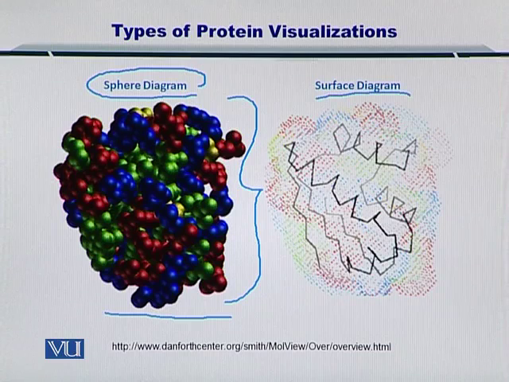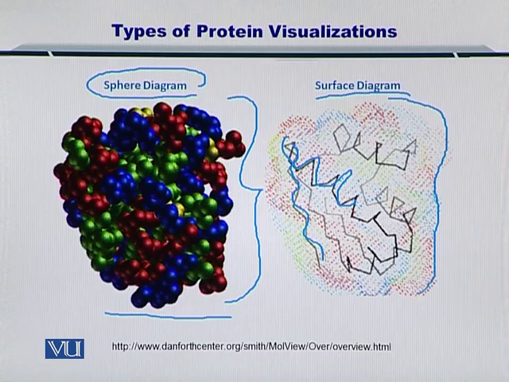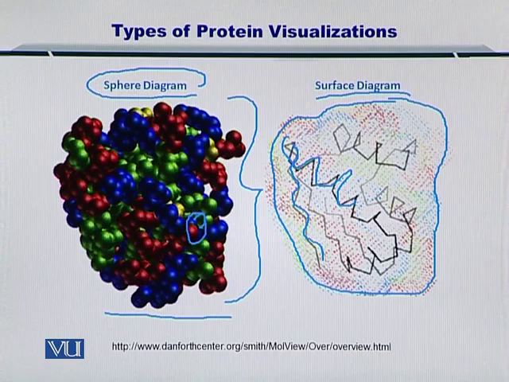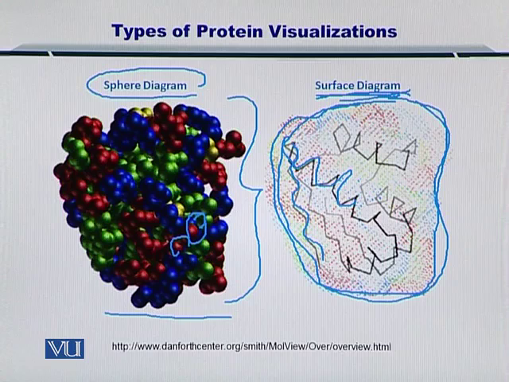in which, as you can see by the black line, this is actually the backbone of the protein and the alpha carbons that are there in the backbone. The surface diagram essentially draws the outline of the surface of the protein. So differently from the sphere diagram, in which each atom is drawn as a sphere, in the surface diagram, the overall protein surface is drawn by looking at the position of the alpha carbons in the backbone. So these are the two visualization techniques which the CPK diagrams employ.